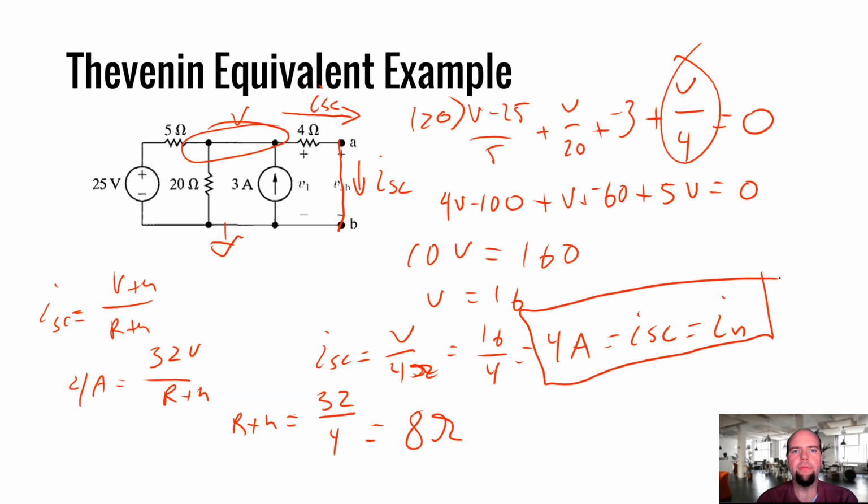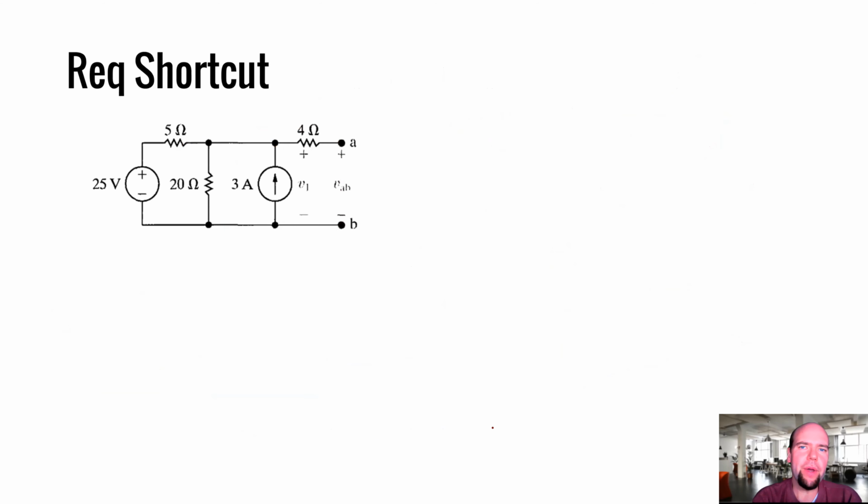Very handy. Okay. There's another way we can find our equivalent. We can always find the Thevenin equivalent resistance of our circuit by finding the short circuit current and finding the open circuit voltage. But there is another trick that we can use to find it. And that is, we can set all of our sources to 0 and solve for the equivalent resistance with respect to the two terminals. What does setting the sources to 0 mean?